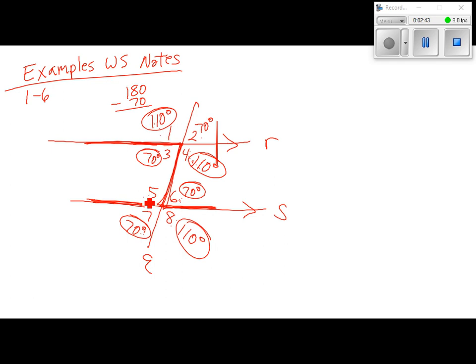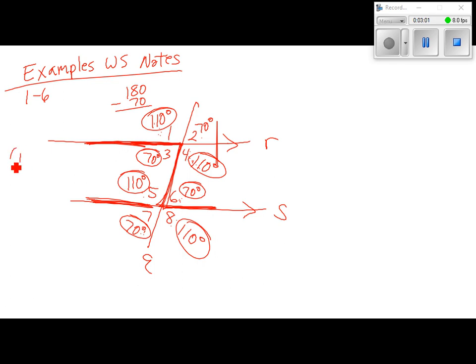Angle 1 and angle 5 are corresponding angles. So again, if these lines are parallel, if I smash them down on top of each other, 1 and 5 lay on top of each other. So angle 5 has to be 110. And now I found every angle in that picture. And now all you have to do is go back and answer the question.